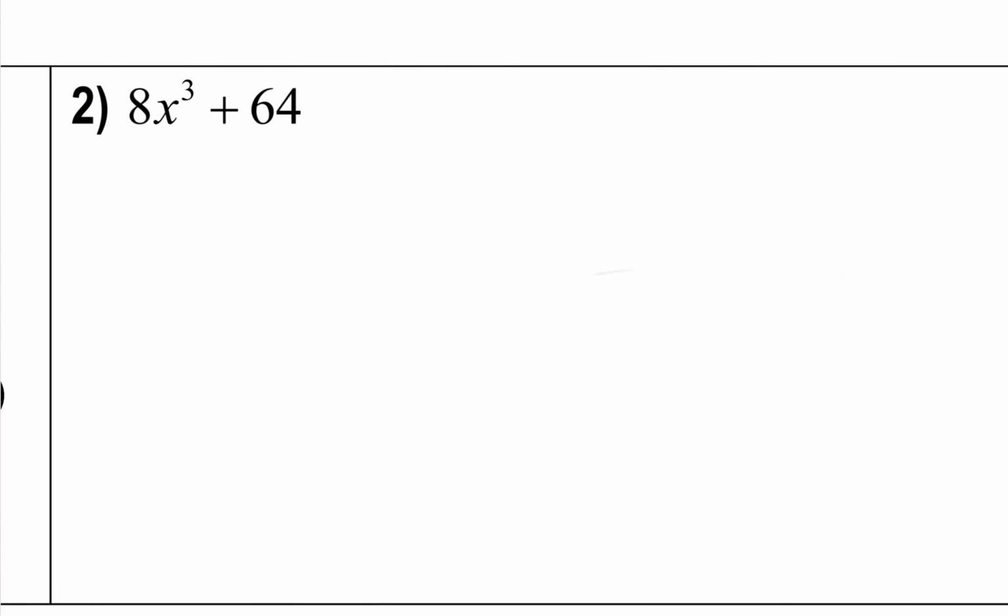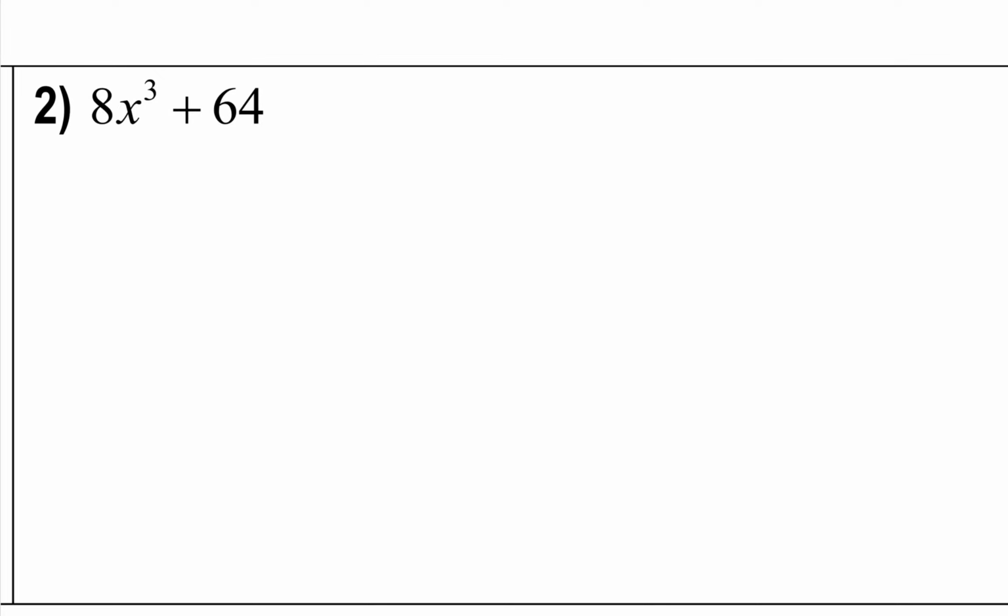So let's look at number 2. Number 2, notice I have an 8 and a 64. So what can I divide out? Let's do that first, because I do have a GCF. First one I did not, but here I do. I can divide both by 8. So again, my GCF goes out front. 8 divided by 8 is 1x cubed. 64 divided by 8 is just 8.